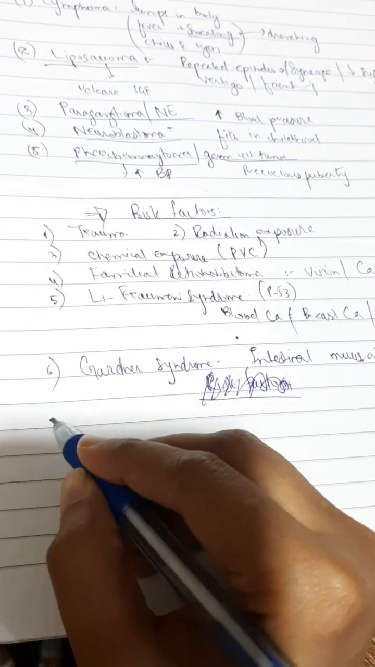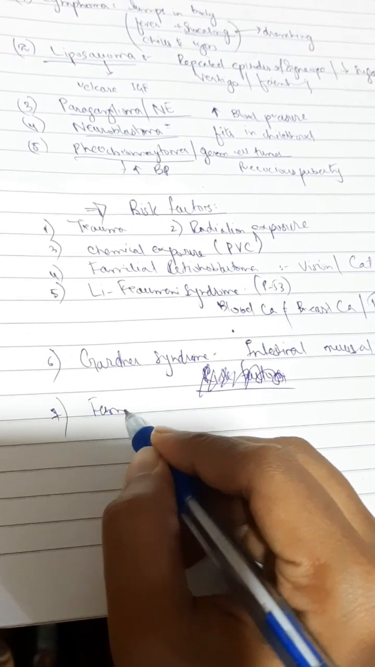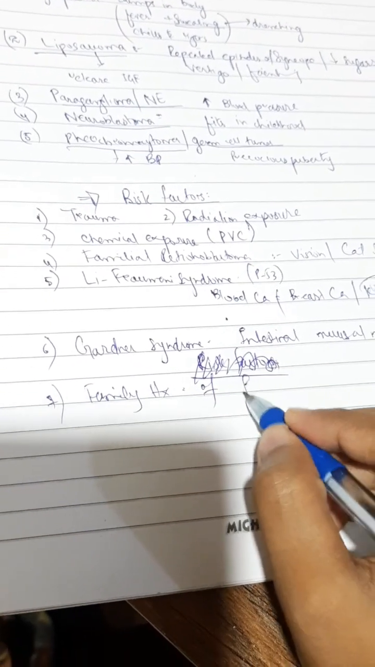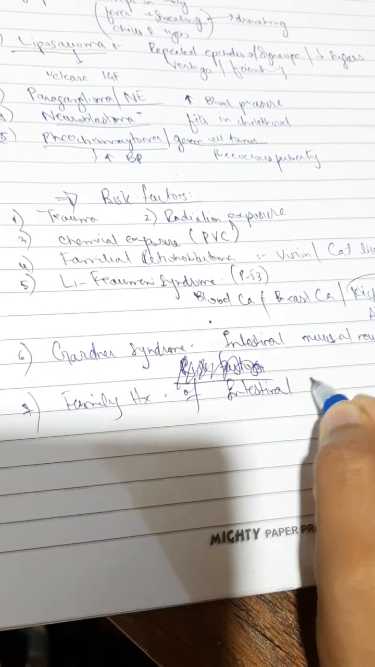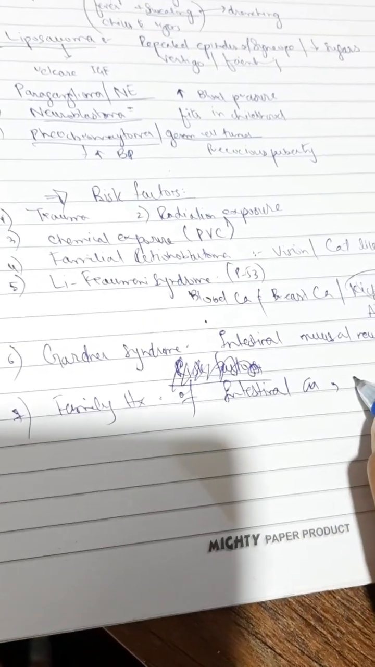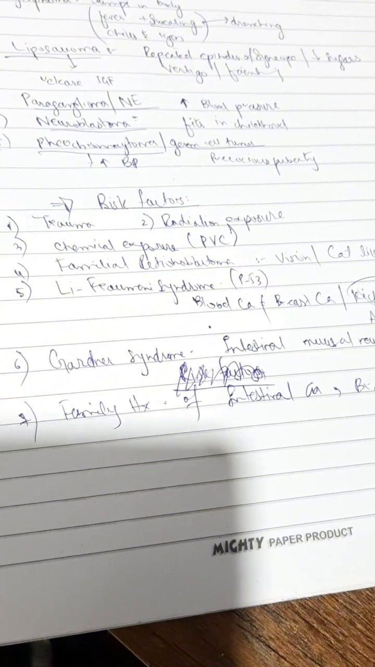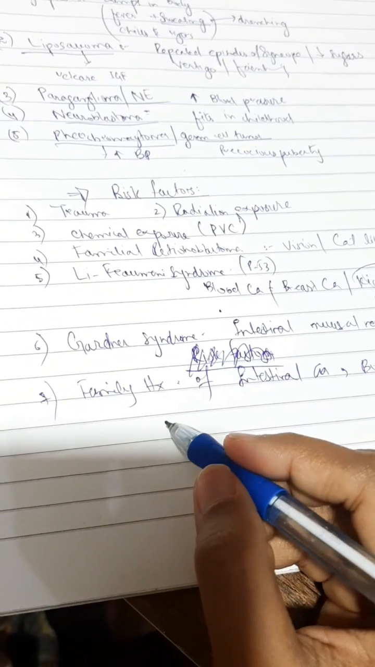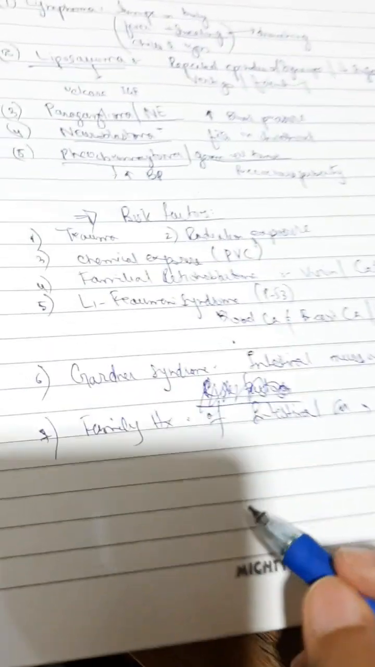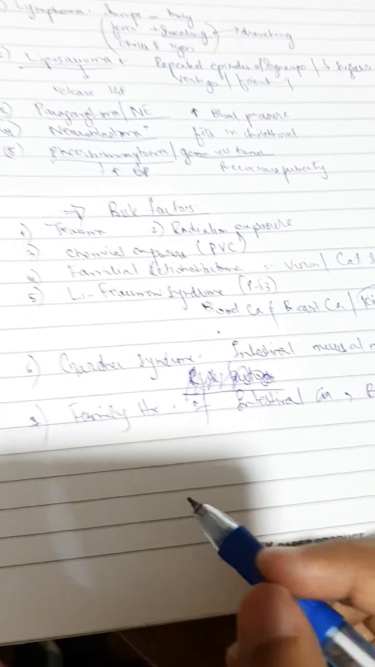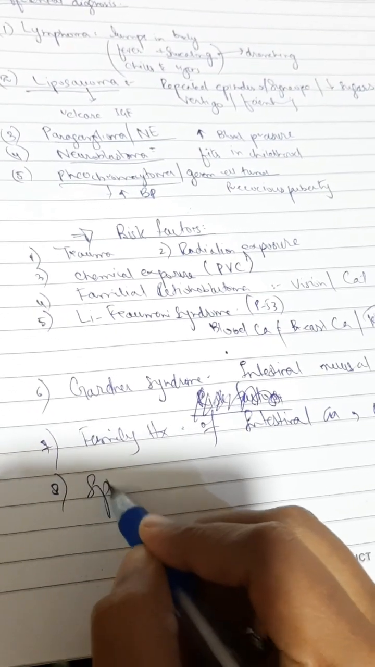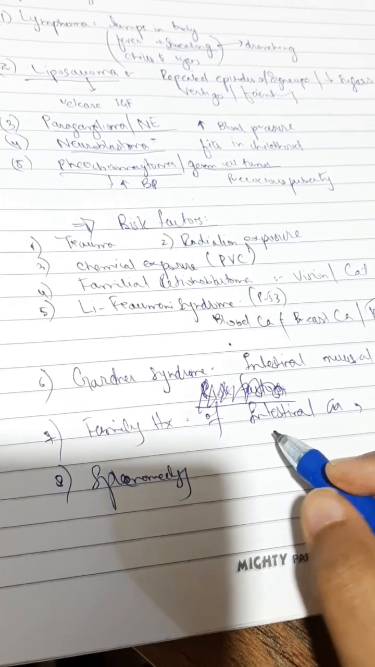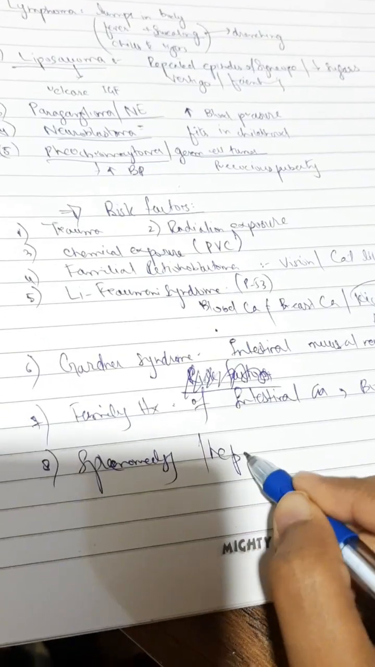And the seventh thing would be family history of intestinal CA, breast CA, blood CA, and thyroid CA. Ask about the splenomegaly and hepatomegaly.